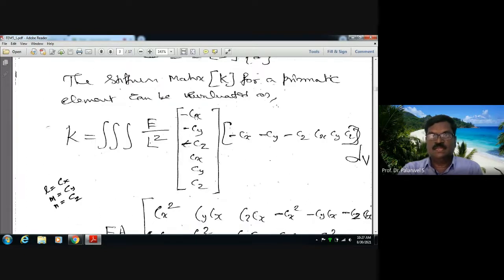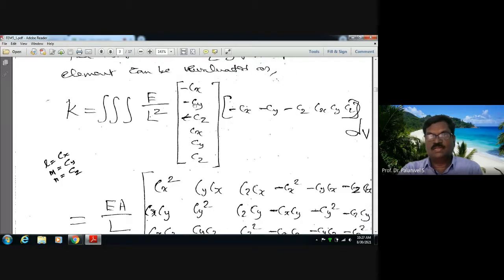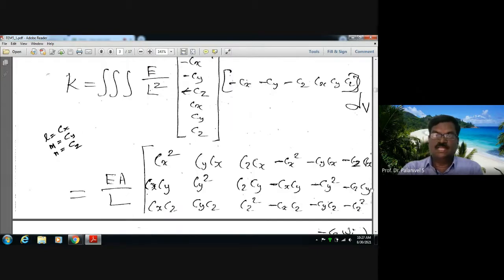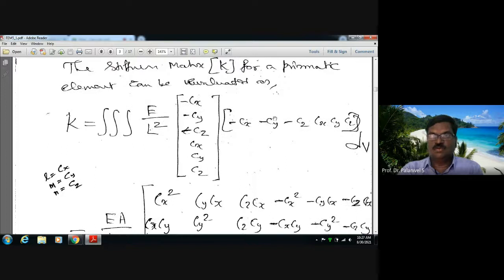Next, minus Cx into plus Cx, so minus Cx square. Cx minus Cx into plus Cy, minus Cx Cy. You can write this in any order, minus Cx Cy. Minus Cx Cz. Likewise, you have to multiply these two.